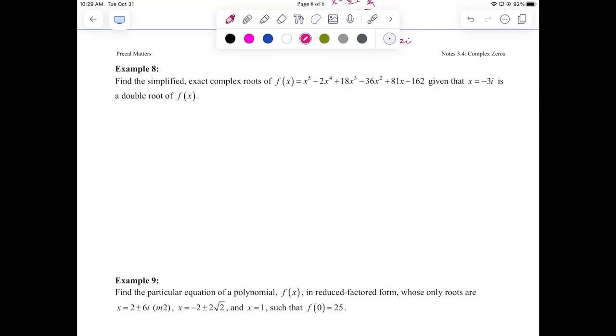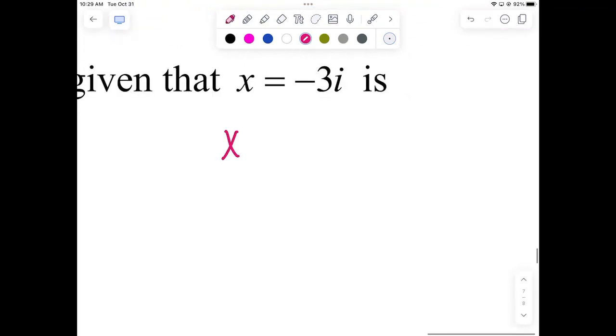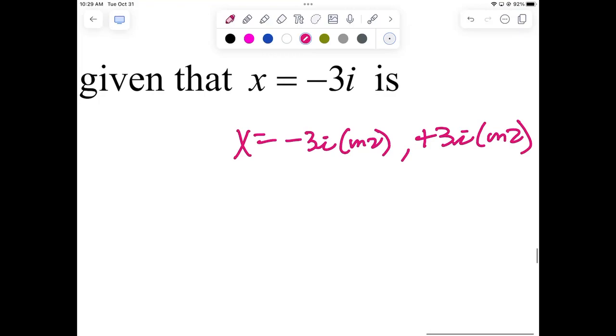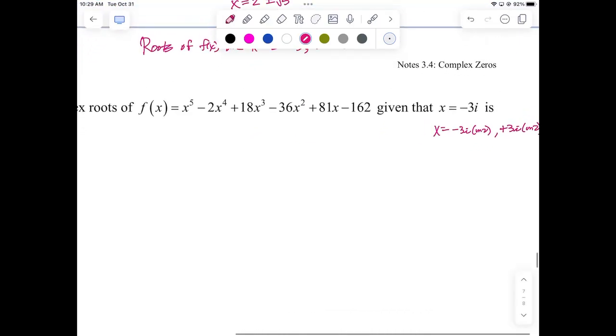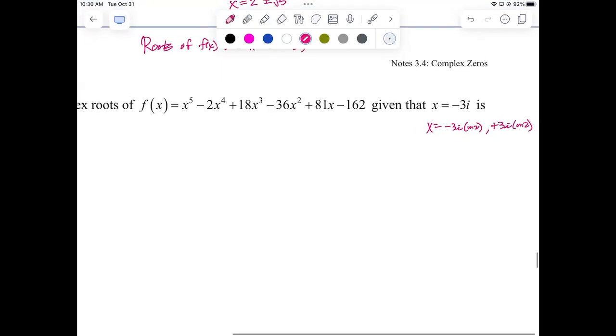Yes. And if it's a double root, shouldn't positive 3i also be a double root? Yes. So how many roots do we actually have? We have 4. We have x equals negative 3i, multiplicity 2, and then we have positive 3i, multiplicity 2, by the complex conjugate theorem. So we have 4 roots. I can synthetically divide out 4 things and get it down to a linear instead of a quadratic. Those are even easier to solve. Let's go ahead and do that.